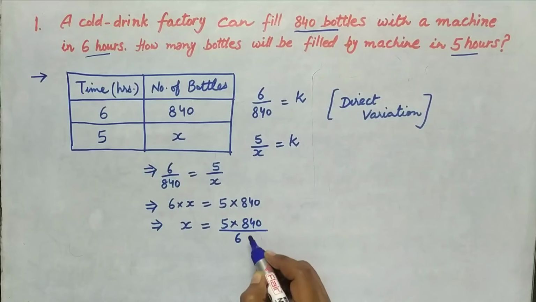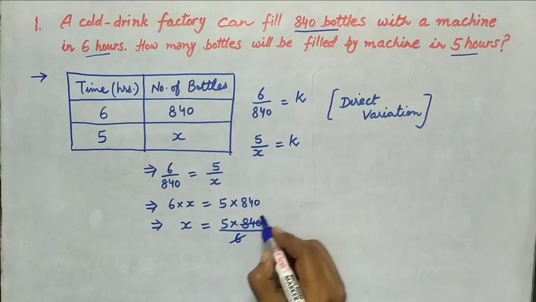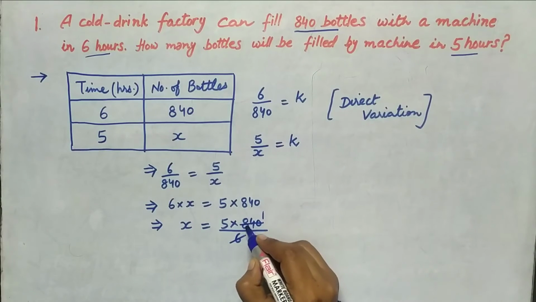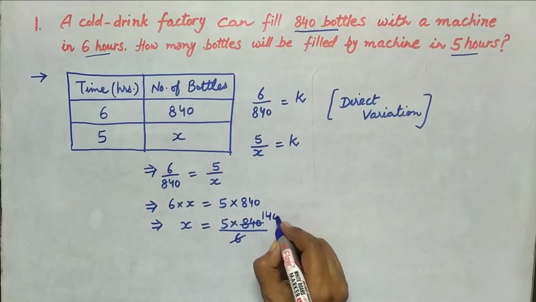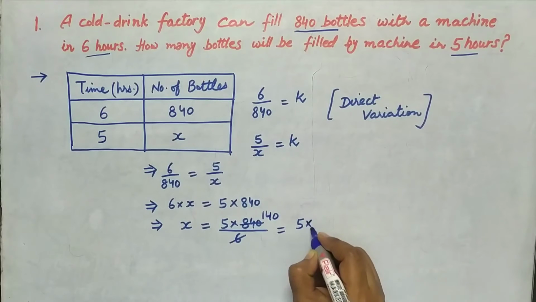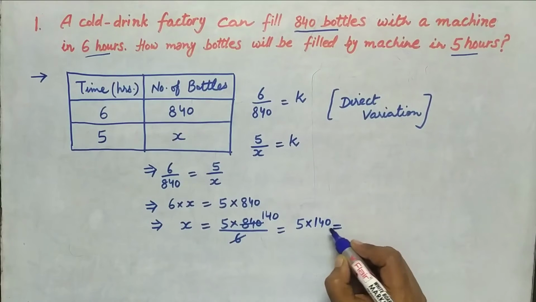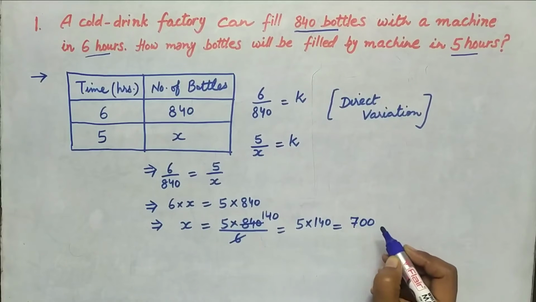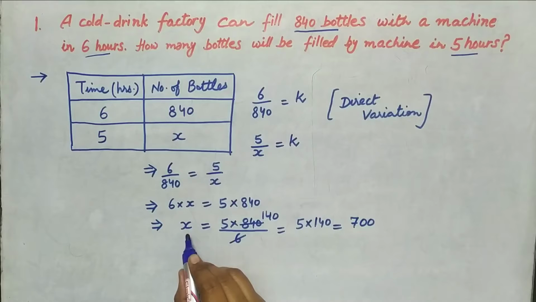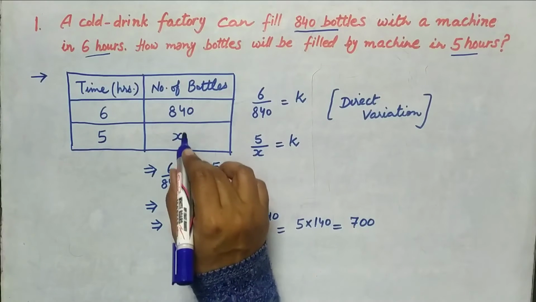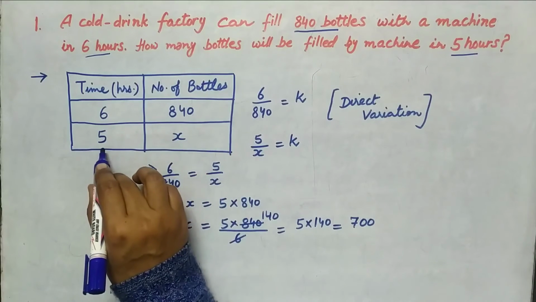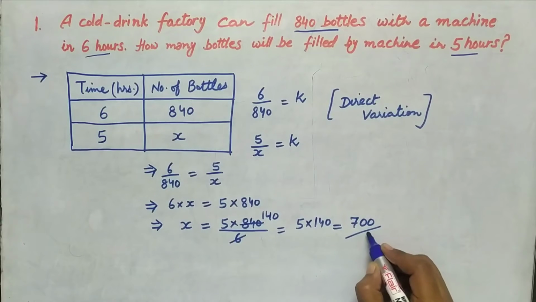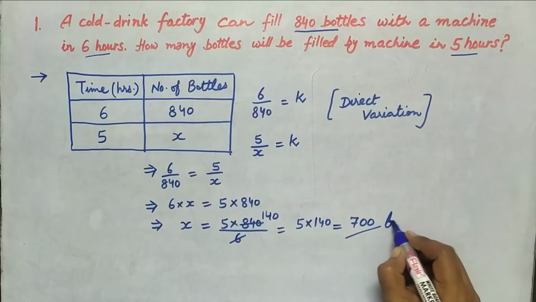Doing the cancellations, 6 ones are 6, 2 are left, 2 makes it 24, 6 fours are 24 and 1 0. We are having 5 into 140 and that is equal to 5 zeros are 0, 14 fives are 70. And this is the X. X was number of bottles that are filled in 5 hours. In 5 hours we will fill 700 bottles. It is bottles.